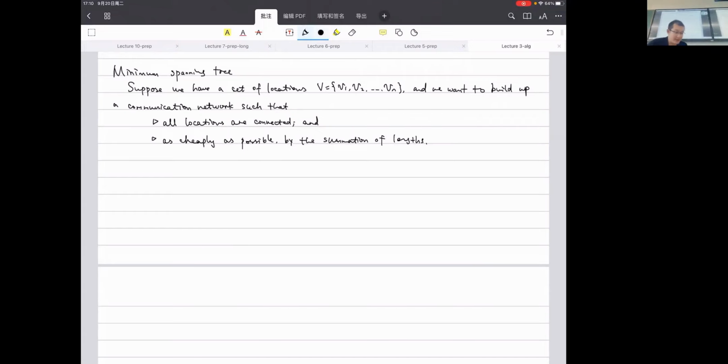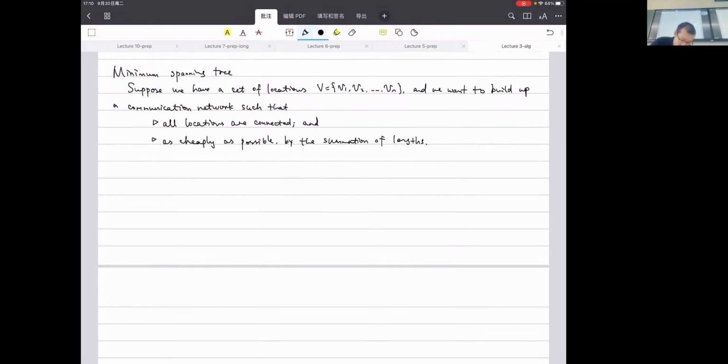Okay, let's get back to the class. So let's continue to talk about this minimum spanning tree problem. In general, we have a graph like this, and we want to consider a connected subgraph, and basically want to make sure the summation of lengths of all the edges is as cheap as possible.